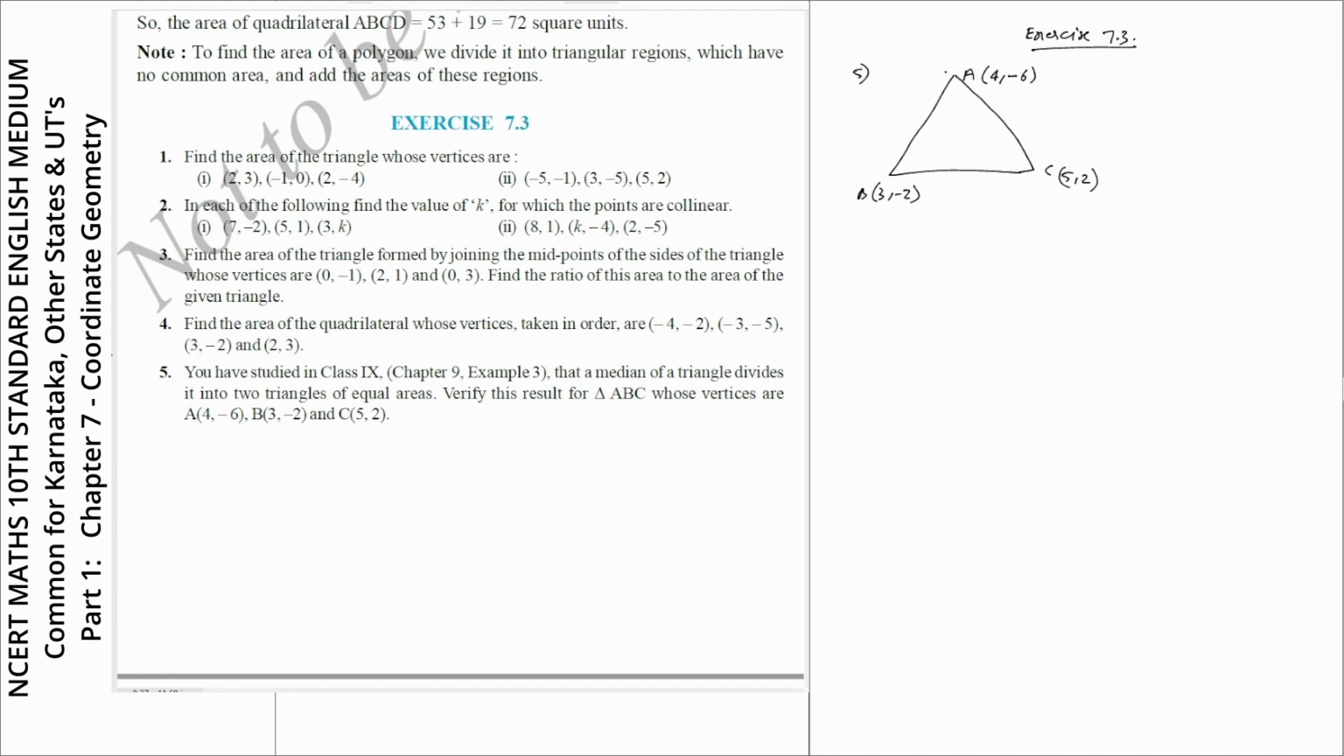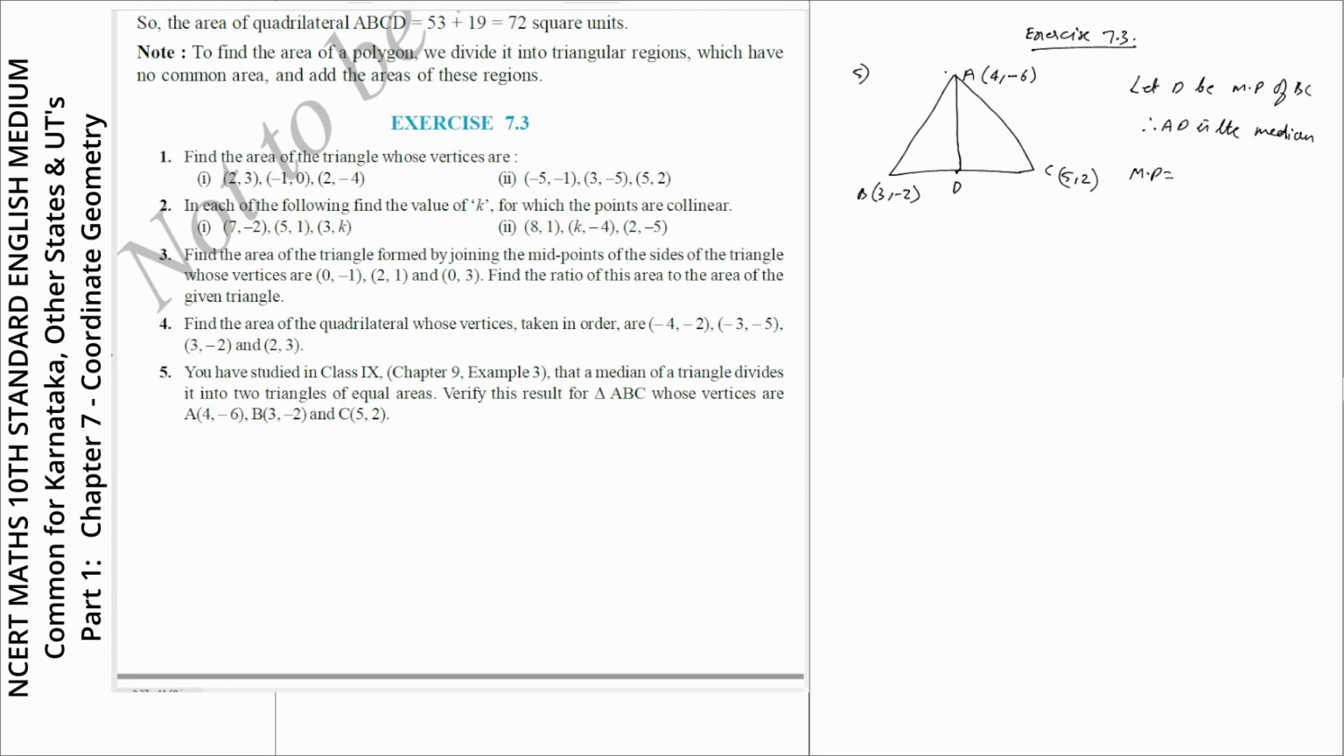Now if D is the midpoint of BC, and if I join A and D, AD is the median. Okay, so let D be the midpoint of BC. Therefore AD is the median. Now what are the coordinates of D? So see, D is the midpoint. Therefore what is the formula for the midpoint?